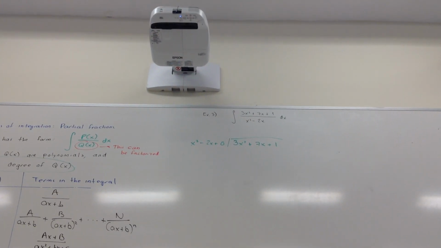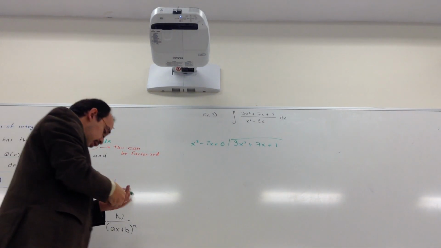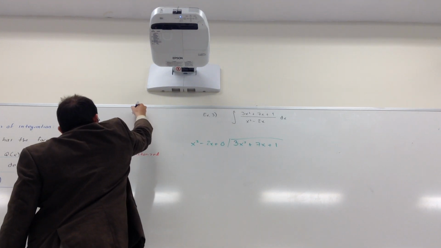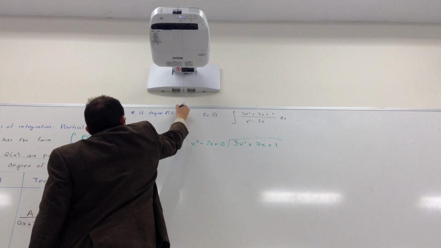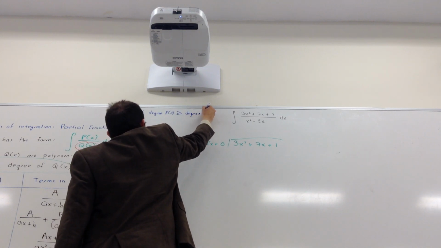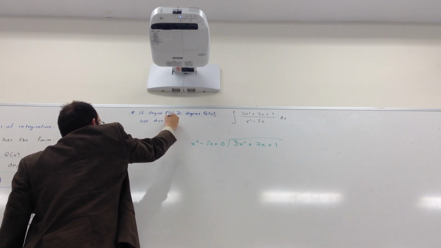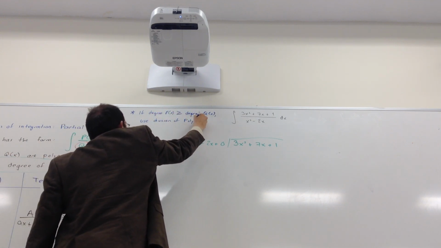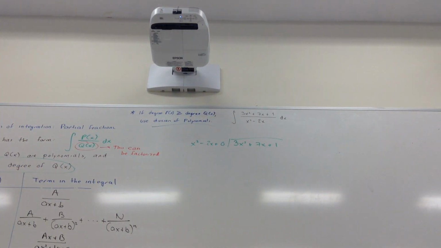If the degrees are equal, we're going to divide the polynomials. Special condition: if the degree of the numerator is greater than or equal to the degree of Q of x, use division of polynomials. Very important. Why? Because I need to make the degree of the numerator less than the denominator.